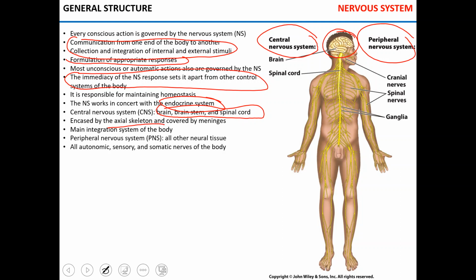The main function of the central nervous system is, of course, the collection and integration of the stimuli. So that's going to be the CNS, collection and integration of the stimuli. And formulating the responses, also CNS.